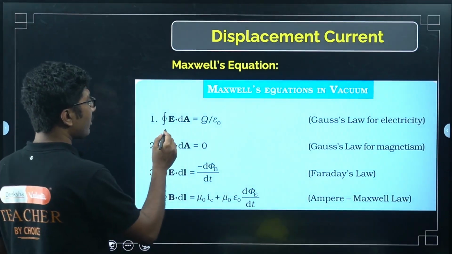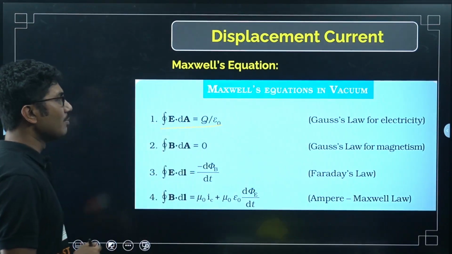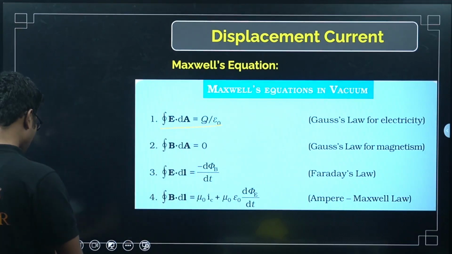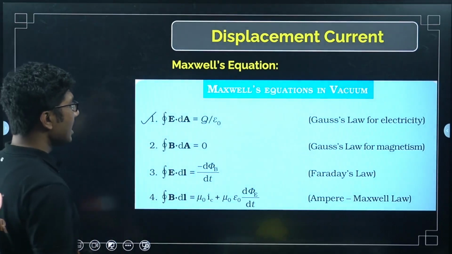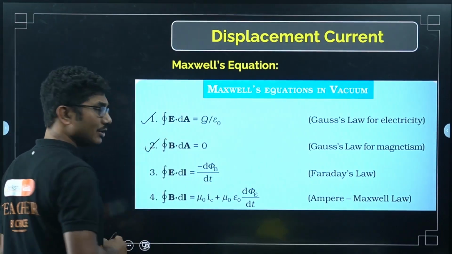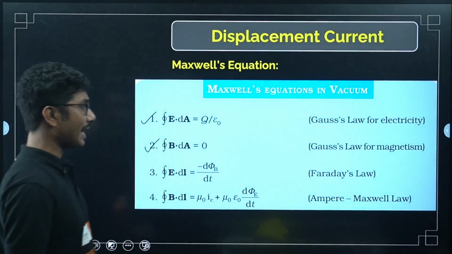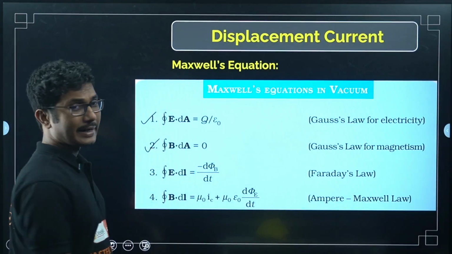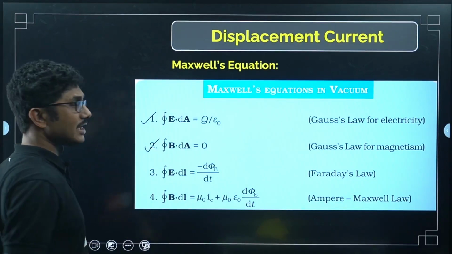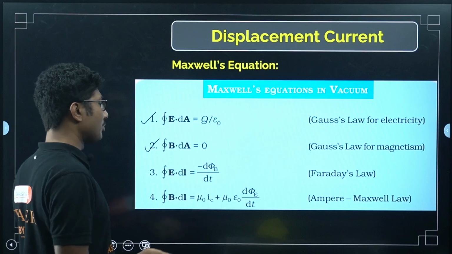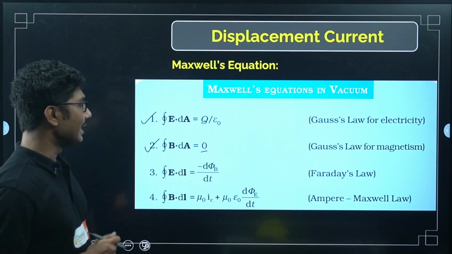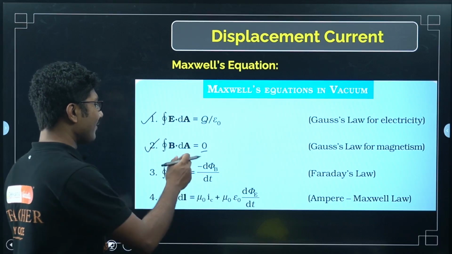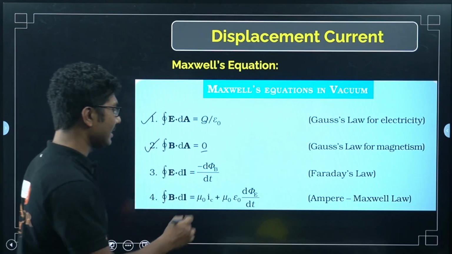So first of all, the closed integral of E dot dA is equal to Q by epsilon naught. This is Gauss's law. Obviously in electromagnetics we know that this is Gauss's law, right? Second equation is B dot dA equals 0. This is Gauss's law in magnetism, because there is no magnetic monopole, so inside the surface there should not be any magnetic monopole, so it should be 0. Next is E dot dl is equal to minus d phi B by dt. This is Faraday's law.